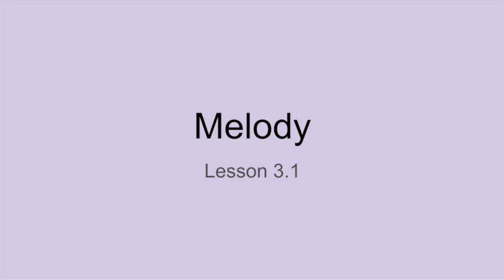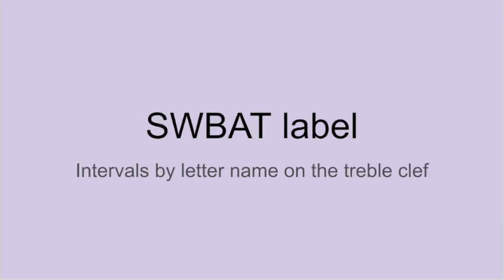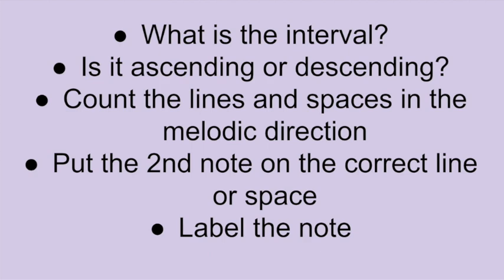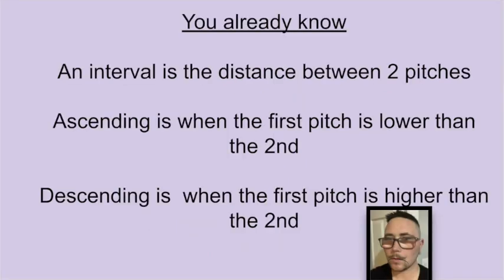It is time for Melody Lesson 3.1. By the end of this lesson, you will be able to identify the distance between notes by letter name when using the treble clef. We will do this by first determining what the interval is. Decide is it ascending or descending, and then count the lines and spaces in the melodic direction. We're going to move the second note on the correct line or space, and then label the note with the correct letter. Just a friendly reminder that an interval is the distance between two pitches.